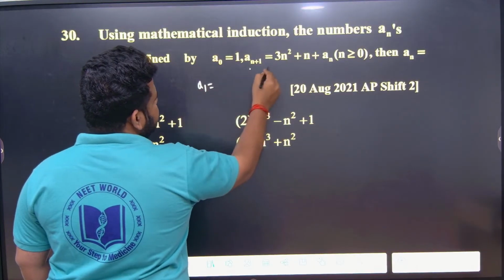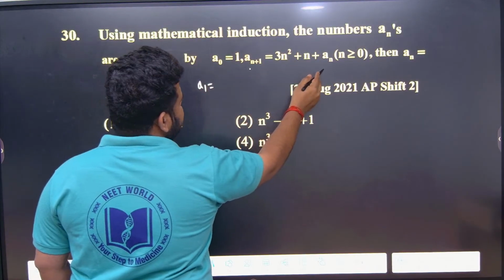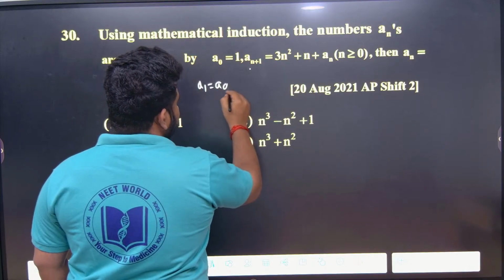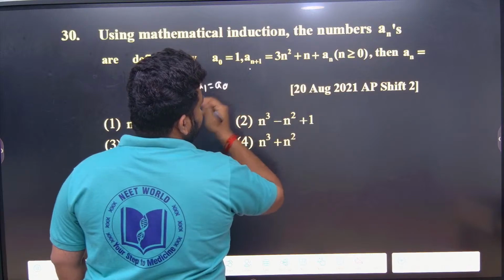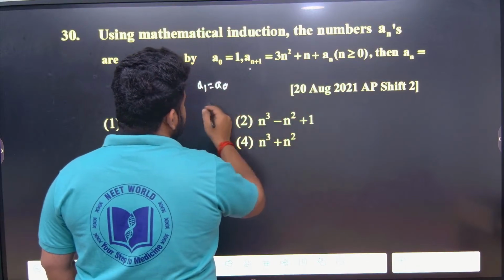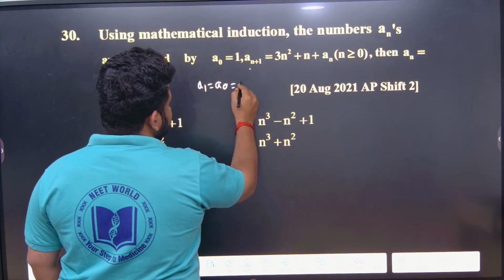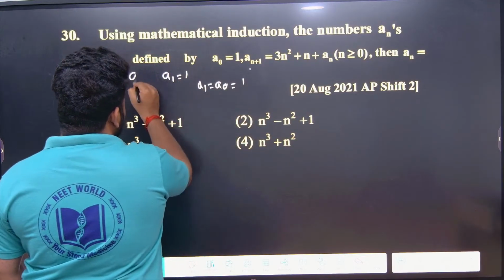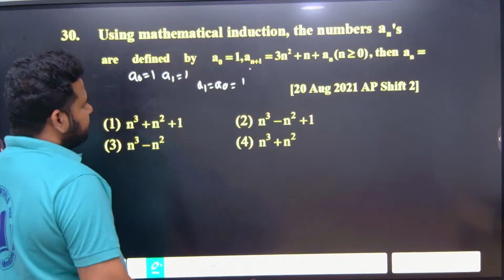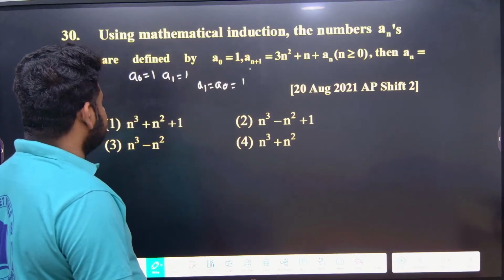A1. So, 3 into 0, this is what? A0, I will get it as A0. Okay, because this is 3 into 0 plus 0, this is A0. Okay, n is greater than or equal to 0. So, A1 will be equal to A0, that is nothing but equal to 1. So, I got A1 is equal to 1, A0 is equal to 1.